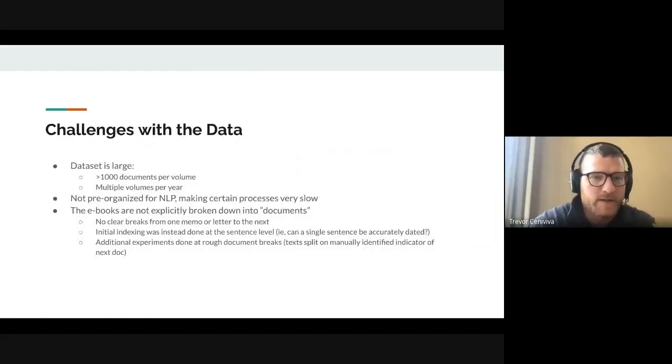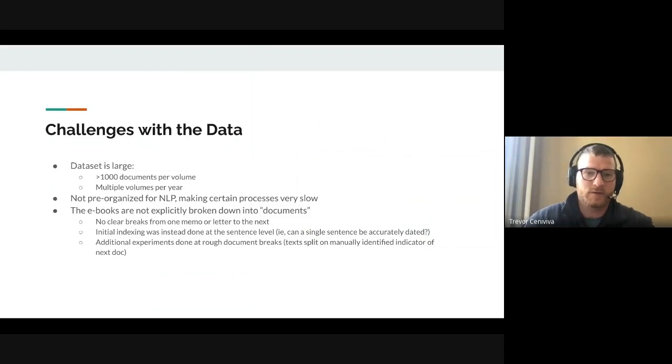Some challenges here. The data set became really large really fast. There are over 1,000 documents per volume published, and multiple volumes were published for any given year. As you can imagine, the US itself is producing a lot of documents, and then a lot of documents are coming in from consulates and embassies from around the world, along with the fact that the documents come in as ebooks. The size made it difficult to process things quickly.